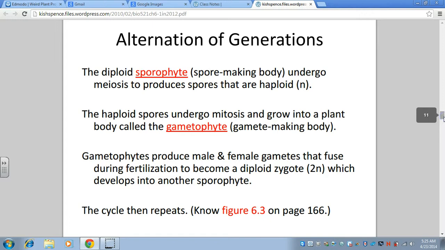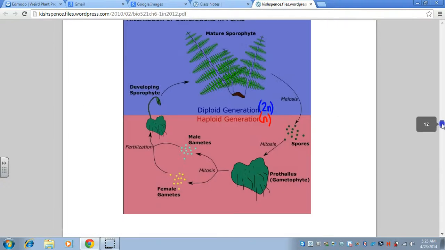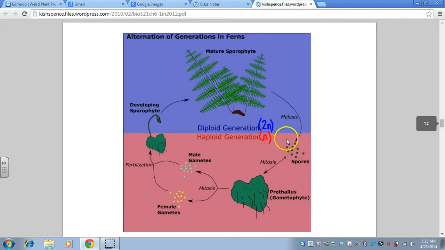This slide is describing exactly what I said, but in written form, so you can read it for yourself when you have the notes, if you like. And this is a graphic showing a basic example for ferns. We're going to look at one in a little more detail when we talk about the ferns, but with the fern, the dominant generation is the sporophyte.